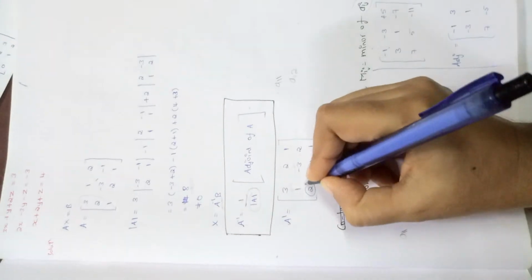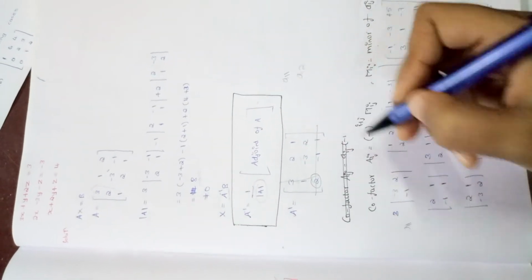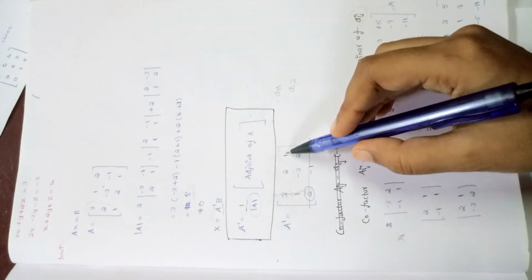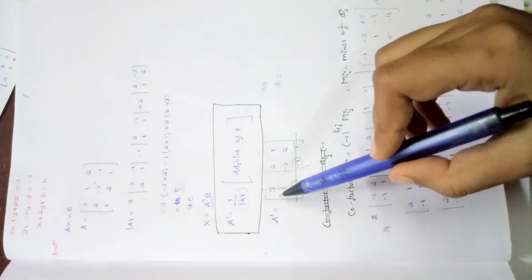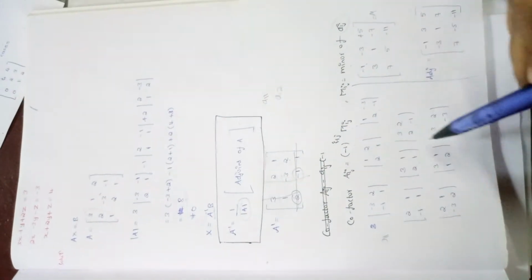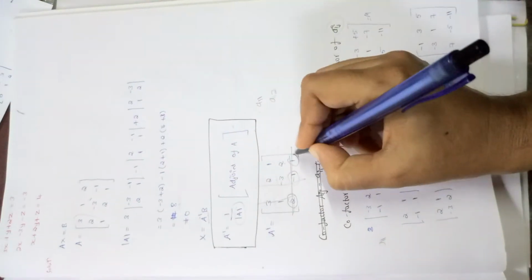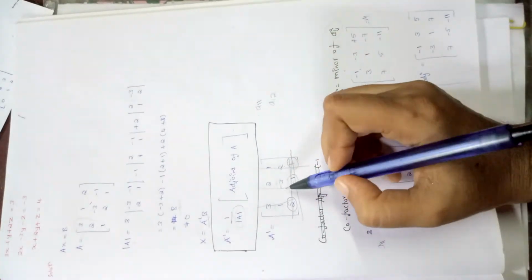For A31, delete this column and the row containing 2. So the remaining is 2, 1, minus 3, 2. And for minus 1, this column and this row. So the remaining is 3, 1, 1, 2. And for 1, delete this, we get 3, 2, 1, minus 3.